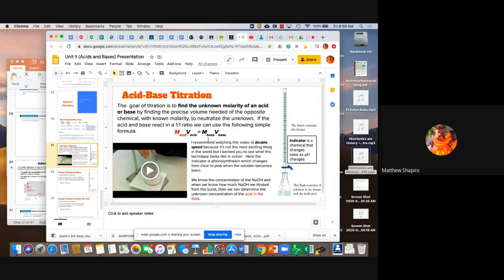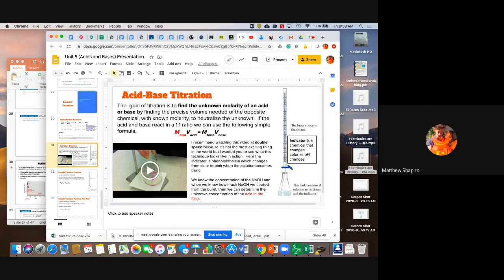We know the molarity of the base that was in our burette. We know the volume of the base that we added, so we know molarity and volume of the base. We know the volume of acid that's in our Erlenmeyer flask here, and then we can use that to solve for the unknown molarity of the acid. Pretty straightforward calculation. Okay, I'm going to flip it over to my document cam so I can go over a couple of different titration calculations now.